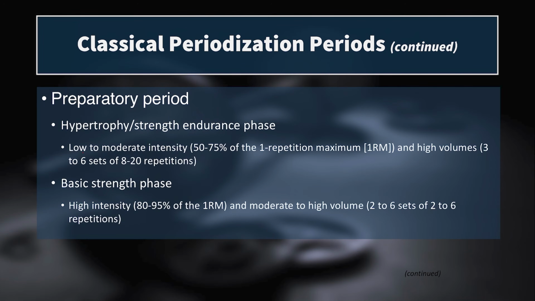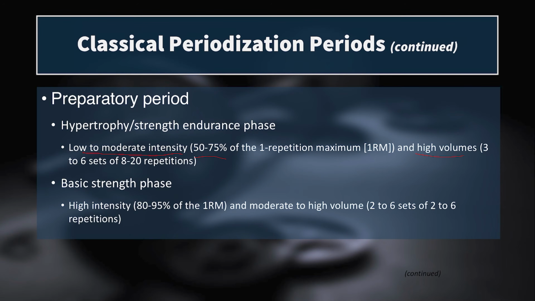Now, during the preparatory period, during this mesocycle, there are a few specific blocks of training that we should at least consider incorporating in the weight room. The first is a hypertrophy or strength endurance phase. This is comprised of low to moderate intensity, 50 to 75% of the 1RM, and high volumes, so 3 to 6 sets of 8 to 20 repetitions.